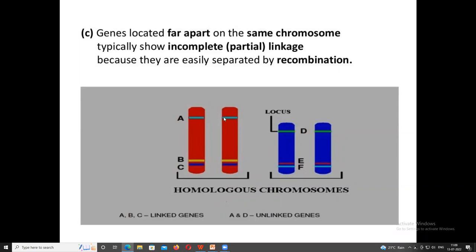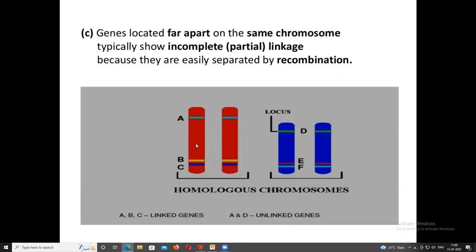The position occupied by an allele is called the locus. Here these are two different chromosomes, two different sets of homologous chromosomes. So here this is one gene and these are the other genes.